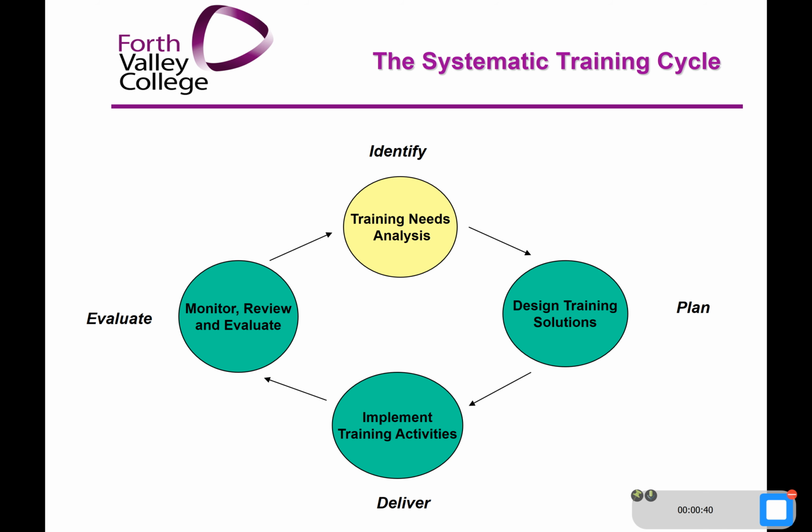So we'd start off with the yellow circle, the identify, and that's carrying out a training needs analysis. So you carry out a training needs analysis to find out what does the company actually need, what skills are they lacking, what knowledge is missing from within the company. And that can be looking at the individual employees. So what do the individual employees need to learn? What do they need to be able to do that they're perhaps not doing as well as they could do?